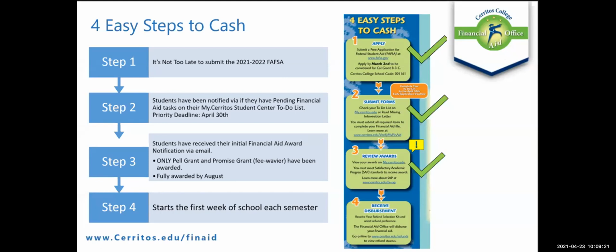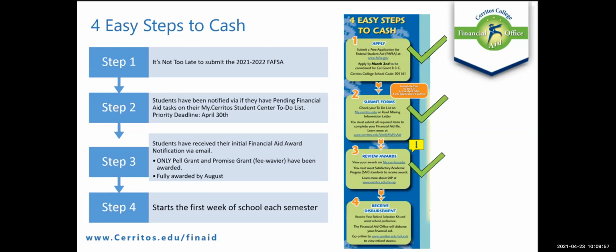And as I mentioned, it's a new notification, and I'll be showing you a little bit later in the slides what that looks like. Right now, at this point, we are only awarding Pell Grant and the Promise Grant, which is the fee waiver. And that's because the Cal Grant funding, we don't get our roster until July usually. So we'll be continuing to add and evaluate students' eligibility for additional aid throughout the summer. Students will be fully awarded by the time school starts in the fall, as long as they've submitted all required documents.